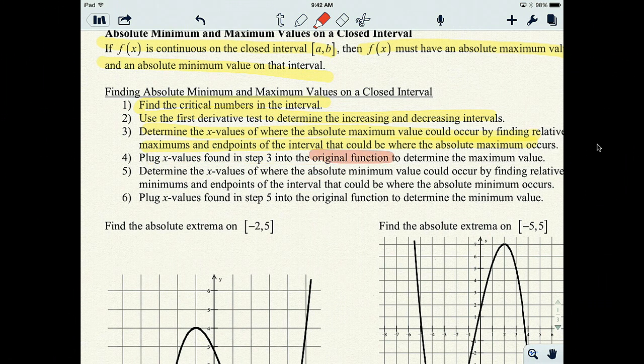Then you could do the same thing. This one just means the same thing, but to do it for the minimum. And then plug it into the original function again to find the minimum value. So it's just one more extra piece to what we just learned in the last lecture.